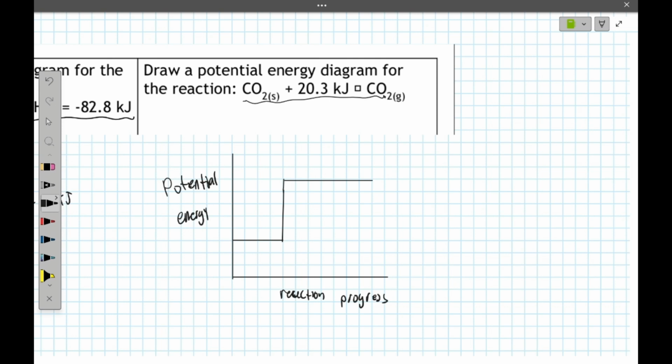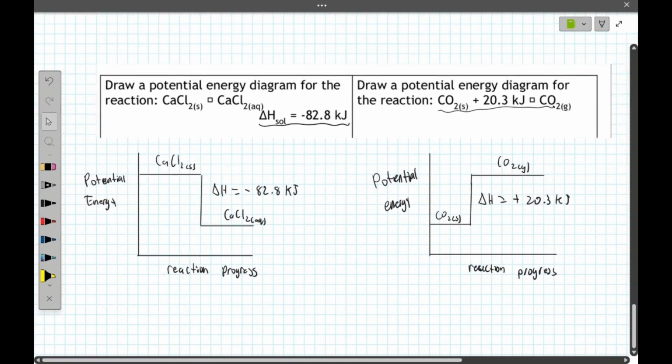So here we have CO2 solid, we have an enthalpy change of positive 20.3 kilojoules, and then we have the product CO2 gas. So there you go. This is how you do it the second way.